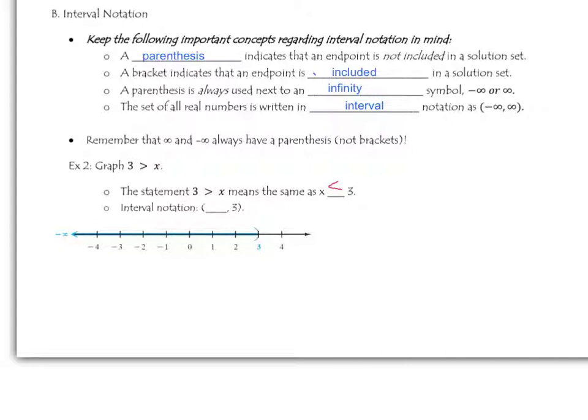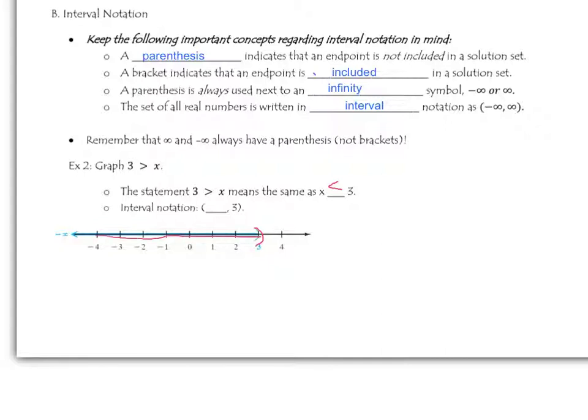We come and find 3 on the number line, which is right here. Then we look at our inequality symbol, and it's less than. It is not less than or equal to. So for that reason, we use a parenthesis. I'm going to redraw it at 3, and then since x is less than, that means it moves off to the left.